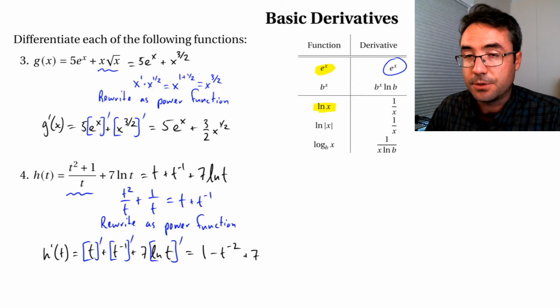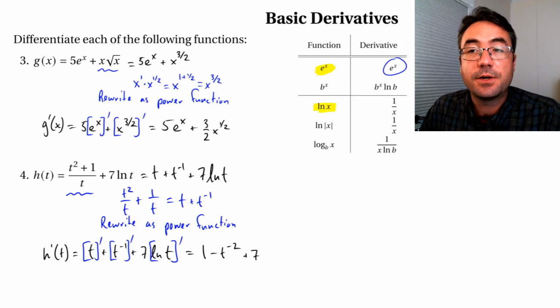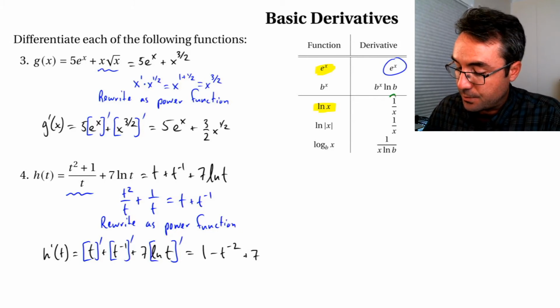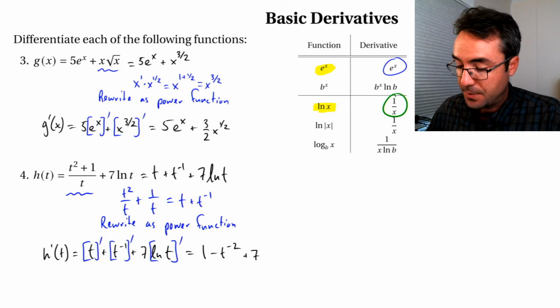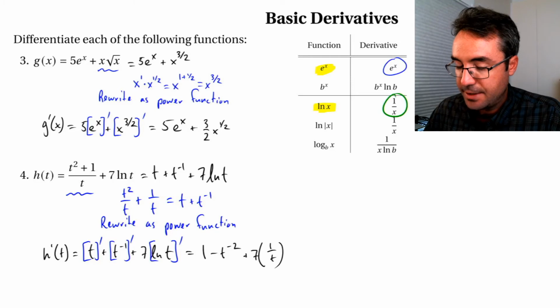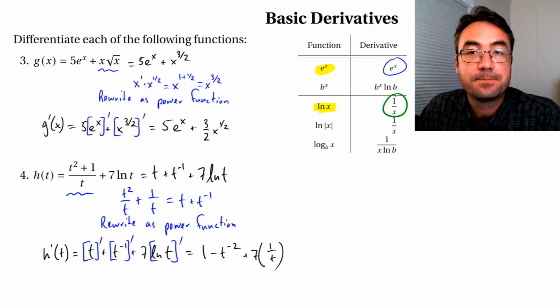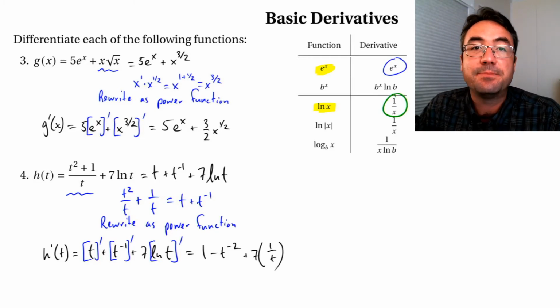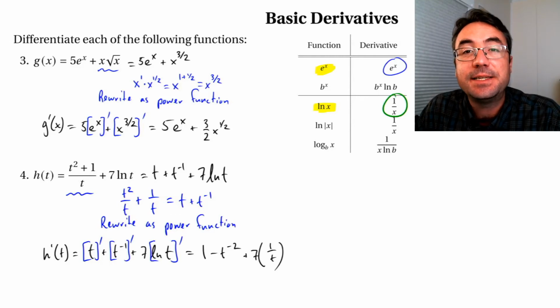So we go to our little chart here. We look up the natural log function. And then we see that its derivative is 1 over x. So for our purposes, derivative of natural log t is 1 over t. So the derivative here ends up being 1 minus t to the negative 2 power plus 7 over t.